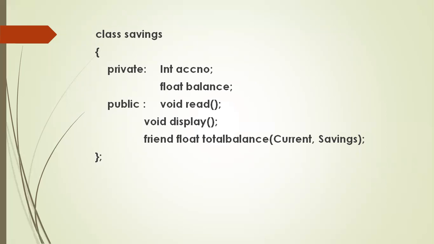Now we have to define the friend function. We know how to define a friend function. A friend function you should not attach with any class because it is a non-member function. Straight away start with the return type. What is the return type here? Float. Function name is total balance. And you have to pass two objects, one object of current class and one object of savings class.